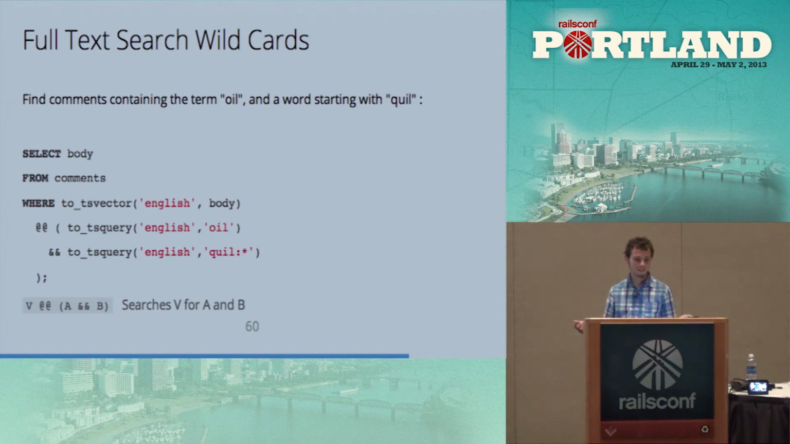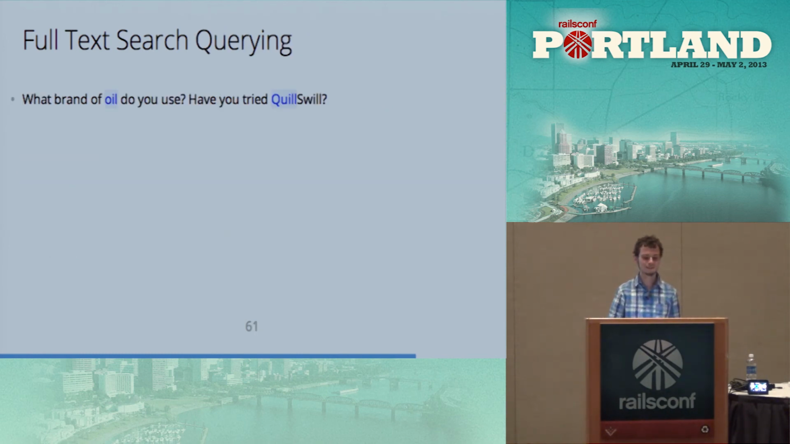So to use this, if you wanted to find all the comments that contain oil and something that starts with quill, we're going to prepare a vector on the body of our comment using the English search configuration, and then we're going to search that for the term oil and for the term quill with a wildcard. And we're going to combine those two queries. What do we get back? What brand of oil do you use? Have you tried Quill Swill? It goes down smooth and it's delicious, folks.